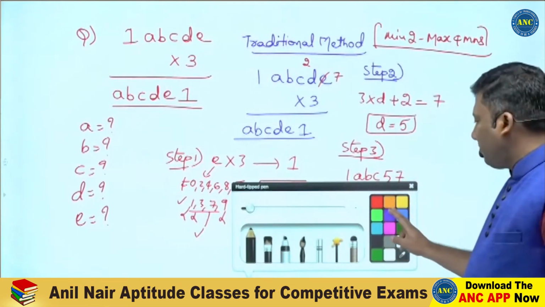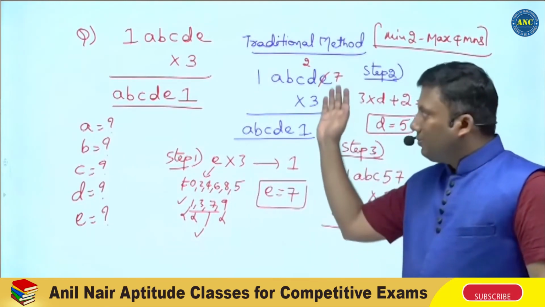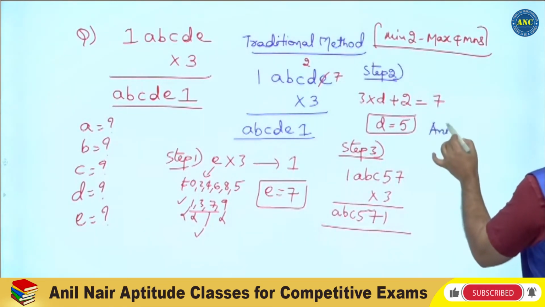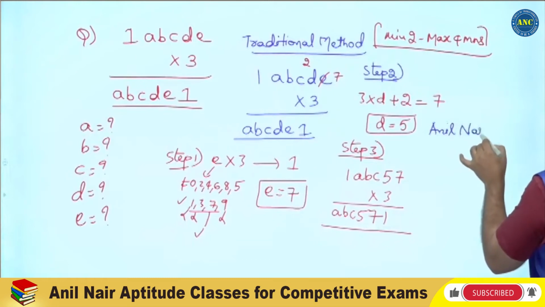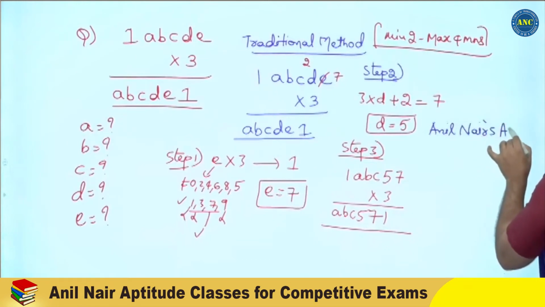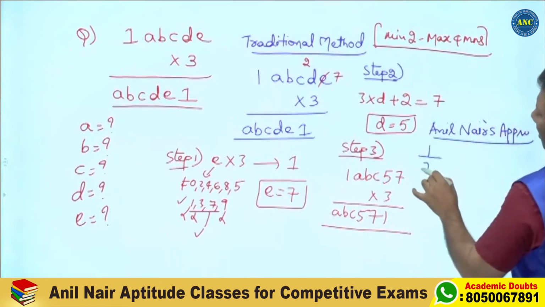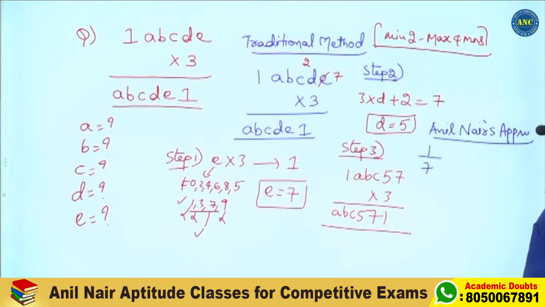We will not use this concept. This is a CAT level question. Now Anil Nair's approach. How I solved this question is Anil Nair's approach. Immediately it has given an idea. What is 1 by 7 actually?